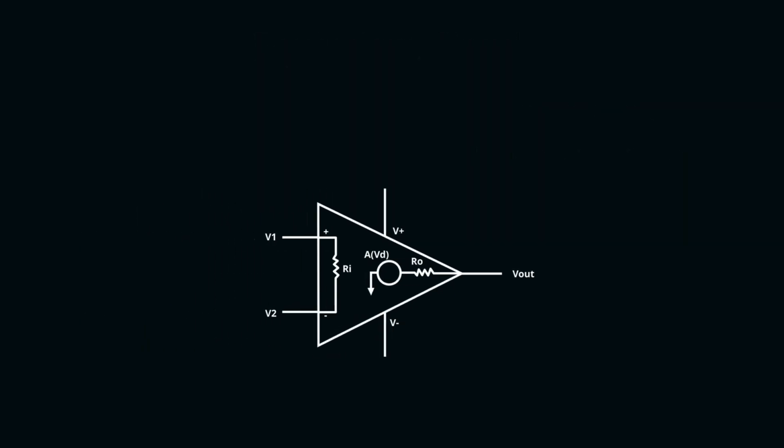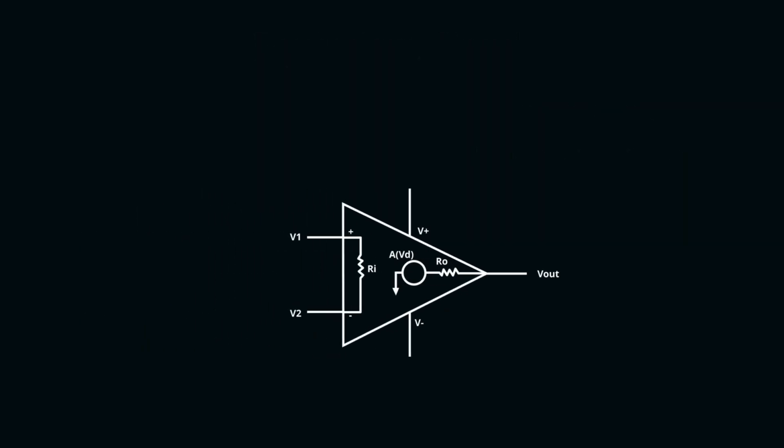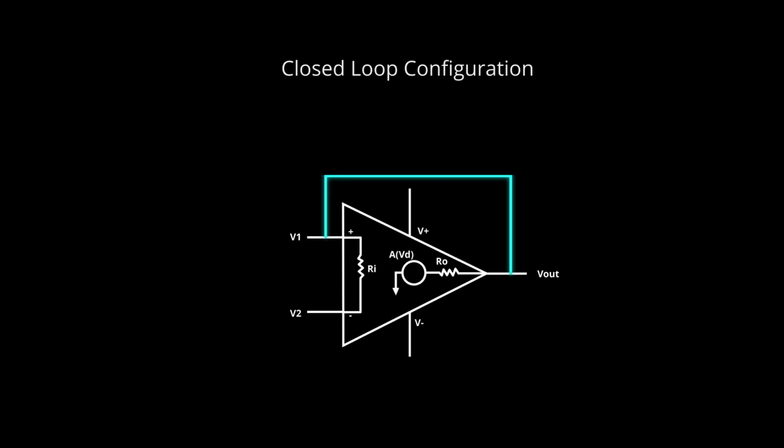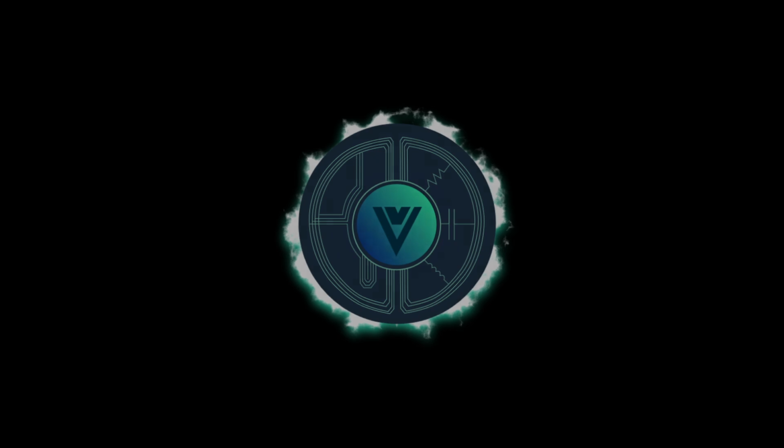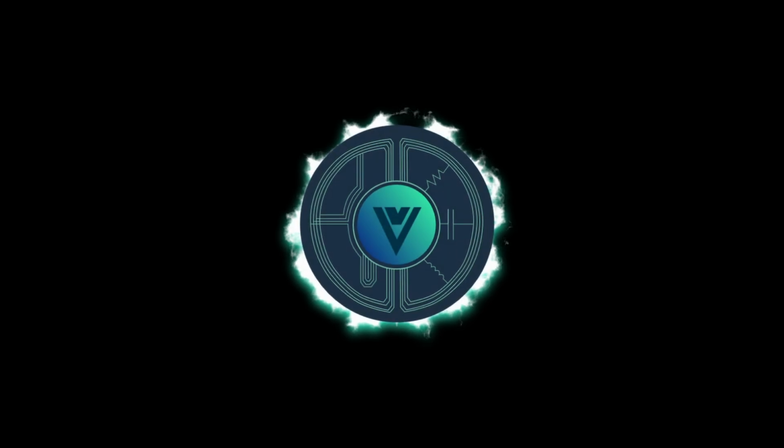In this video, we looked at the basic fundamentals of op-amps. So far we saw the op-amp only in open-loop configuration, meaning that the output of the op-amp is not fed back to the input. A lot of interesting things happen when we do that. We will explore that in a future video. We hope you understood what an op-amp is and its different characteristics.